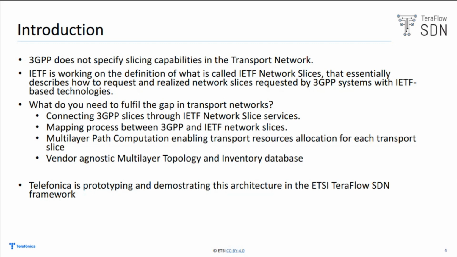Now the IETF is working on creating a standard for the slices model, and we found these objectives to go: connecting 3GPP with the IETF model, mapping this process between 3GPP and the IETF network slices, using a multi-layer path computation with IP and optical topologies, and having a vendor-agnostic multi-layer topology and a database to store all this information. So we in Telefonica are prototyping and demonstrating this architecture with TeraFlowSDN.